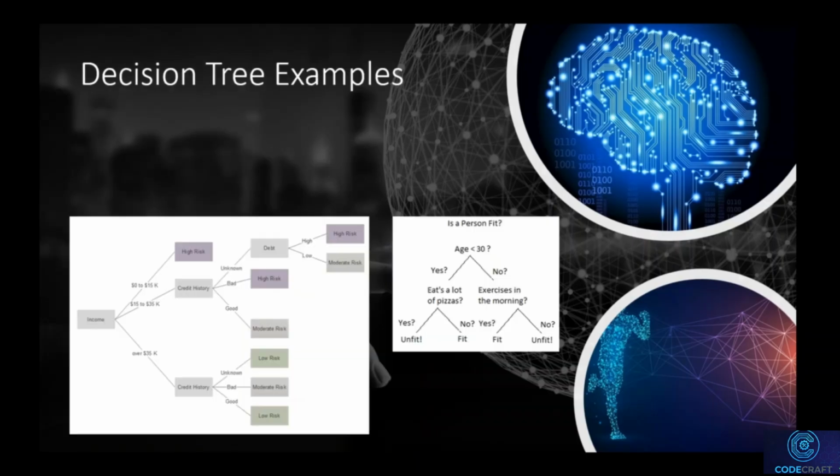So if we stay in decision trees, once again, we can have some decision tree examples right here that I found. Those examples are pretty simple, just for you to understand what a decision tree is. Right here, for example, is a person fit? If the person is lower than 30 years old, if yes, does the person eat a lot of pizza? Yes, then the person is unfit. If no, then the person is fit. Same thing right here, is the person higher than 30 years old? Well, no. Is the person exercising in the morning? Yes, then the person is fit. If no, then the person is unfit.